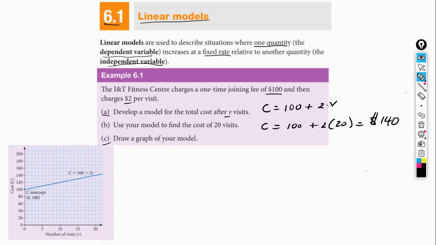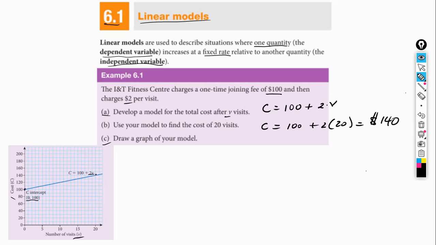So if we draw the graph, this is what it would look like. Notice that it starts at 100, which is the initial fee, and then it increases at a constant rate of $2 per visit, as we can see here. So (0, 100) is the y-intercept, or in this case, the C-intercept, because this axis represents cost. And then on the x-axis, we have the number of visits. So notice that by 20 visits, the cost is $140. So you can see that the cost increases at a fixed rate relative to the independent variable, which is the number of visits.